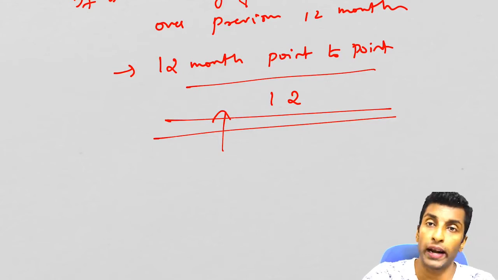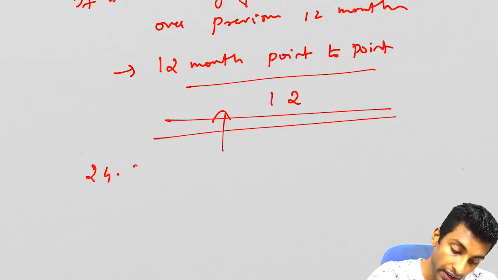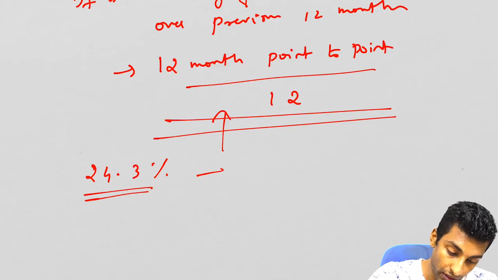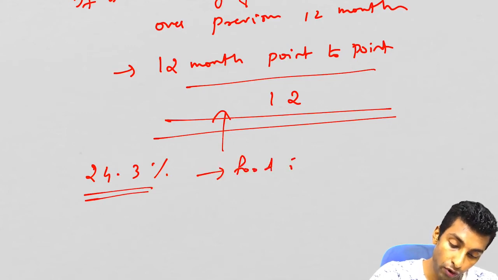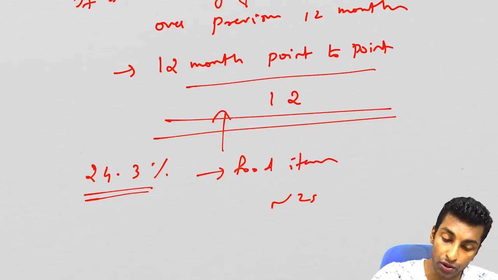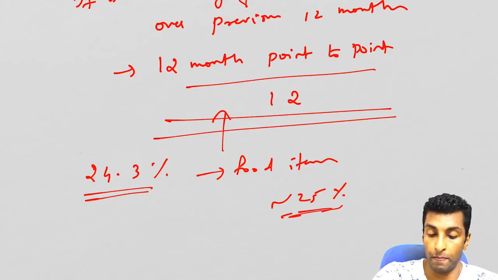Now what is the weightage of food items in this WPI? The weightage of food items is 24.3%. You just need to know roughly 25%.